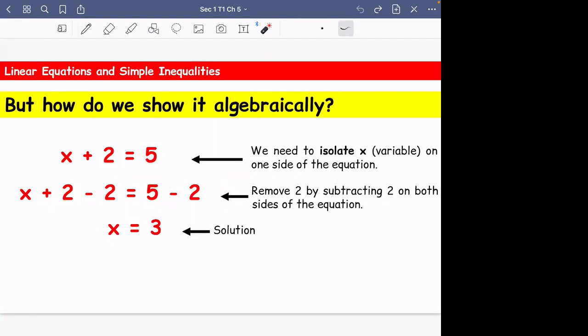So 2 here is now removed, it's 0 now. What's left? x is left, right? And 5 minus 2 gives you 3. So that's how you solve your equation algebraically. I know there are lots of shortcuts and maybe easier ways of finding x, but what I'm trying to explain here, class, is that this is the very basic concept of how we solve for x. Later on, I'll teach you some shortcuts.